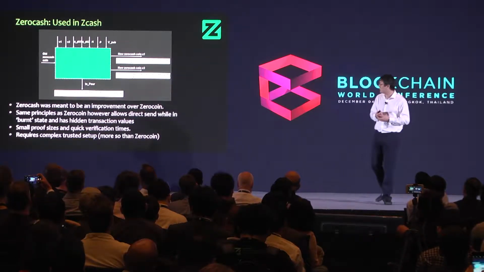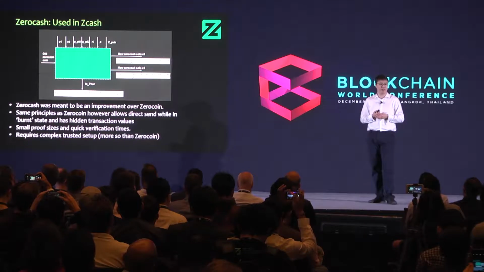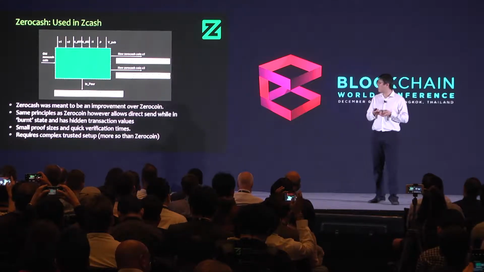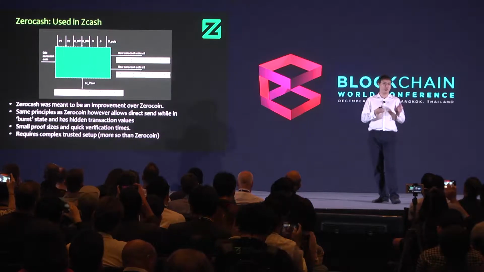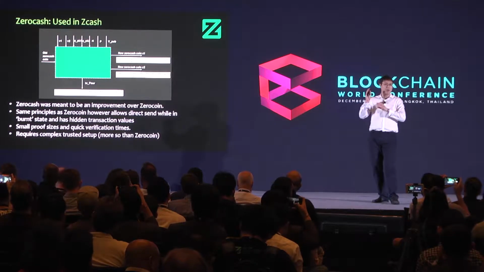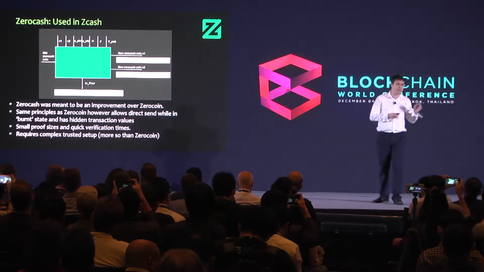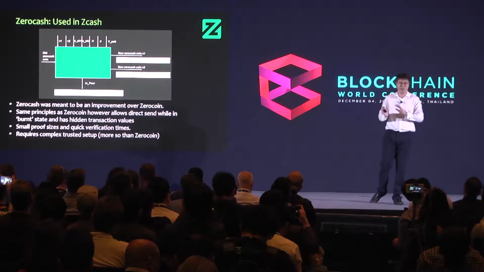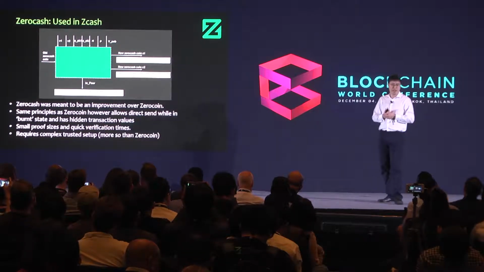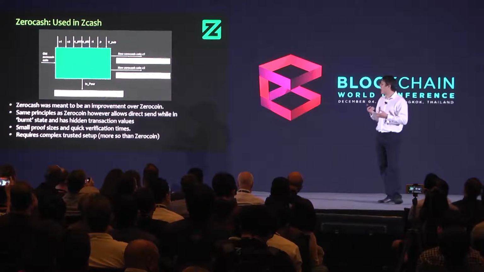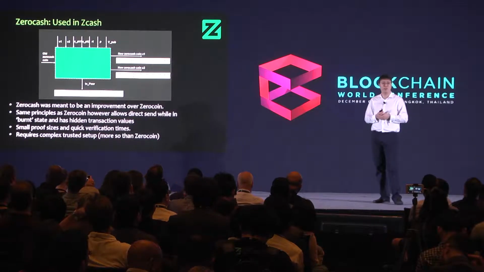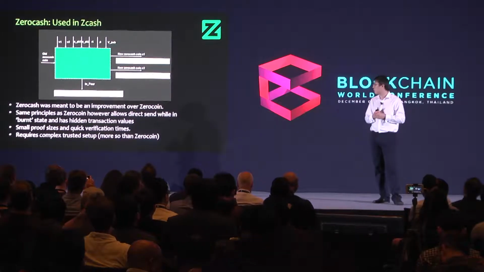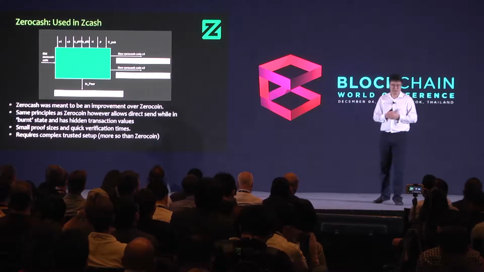Zerocash uses really advanced cryptography, and it was meant to be an improvement over Zcoin, because in Zcoin you still need to convert back to the base coin. That means when I burn it, I can't transfer my burnt balance to someone else. I still need to convert it back into the base coin. And it also hides the transaction values. It has very small proof sizes, that means less than 1 kilobyte. It's a huge improvement over Zcoin, and it has very quick verification times.